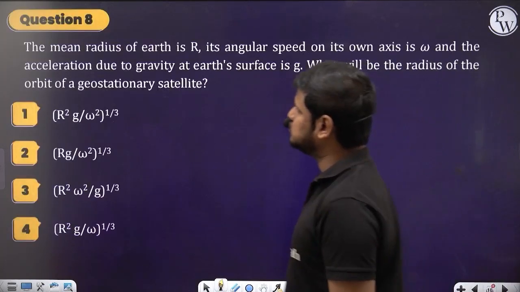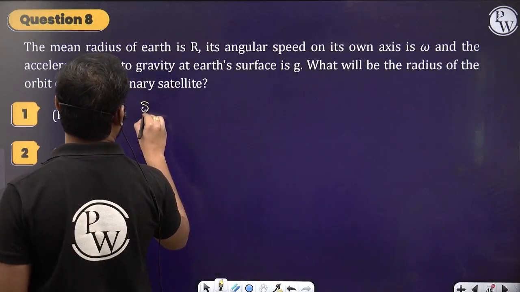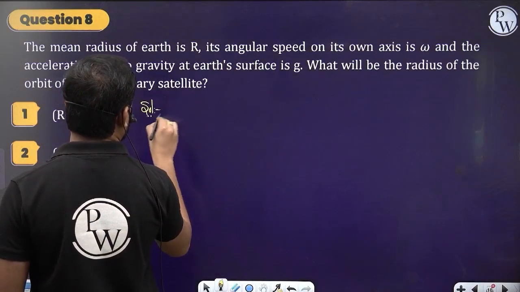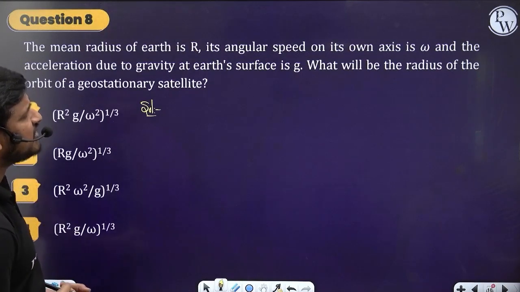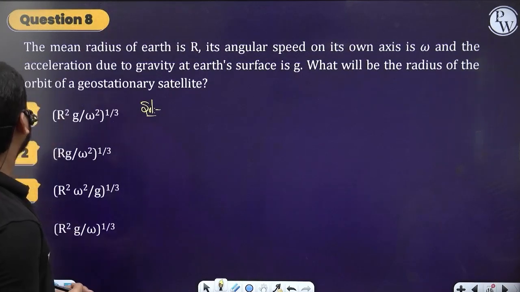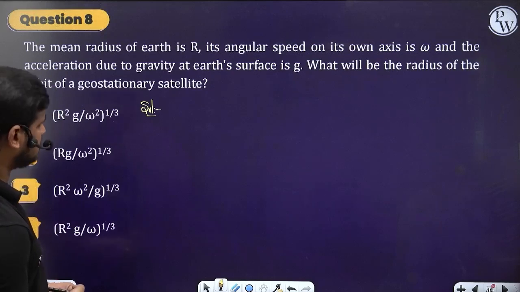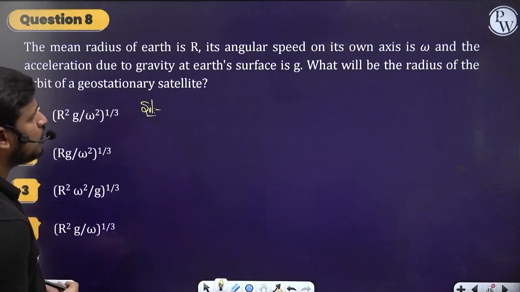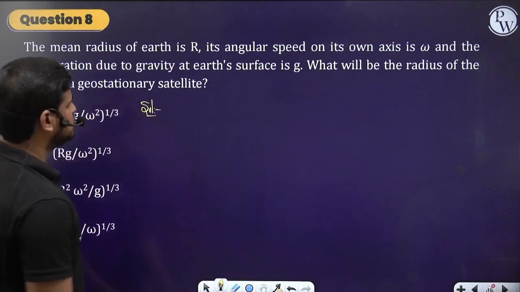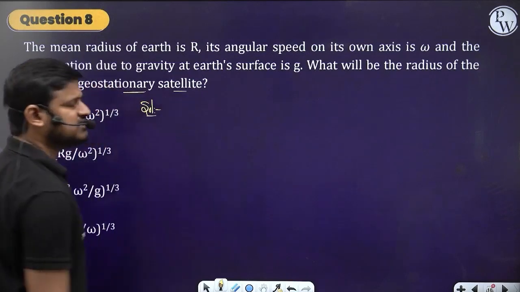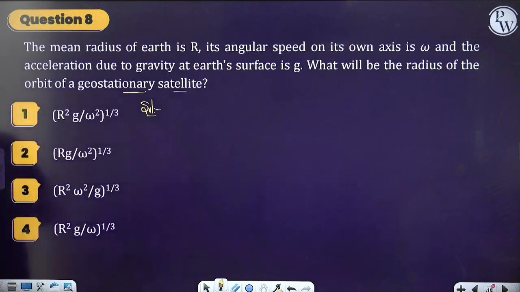So let's try this question on your own, guys. The mean radius of the earth is R and its angular speed about its own axis is omega, and the acceleration due to gravity on the earth's surface is g. What will be the radius of the orbit of a geostationary satellite? So you have to find the radius of the geostationary satellite.